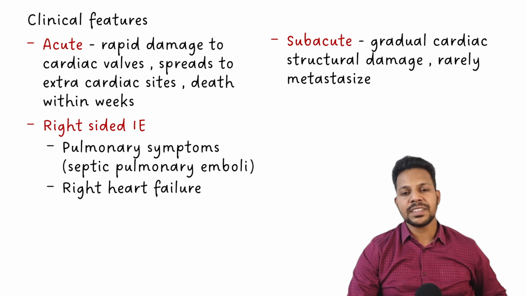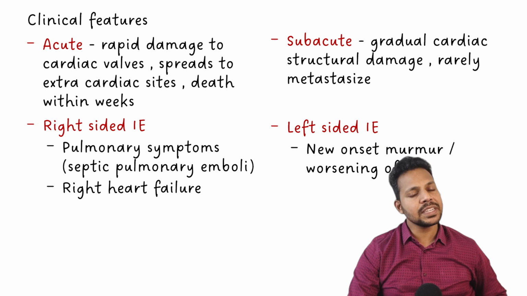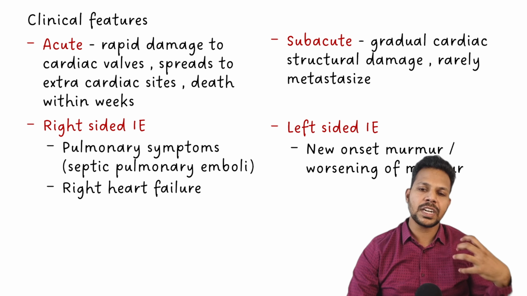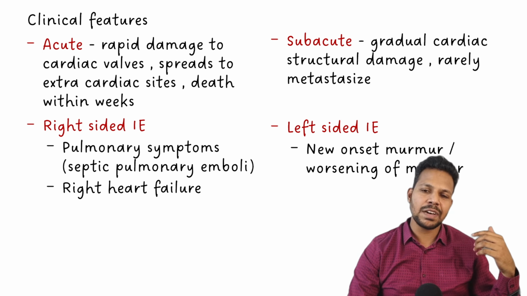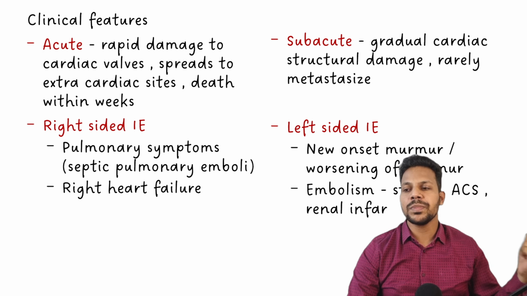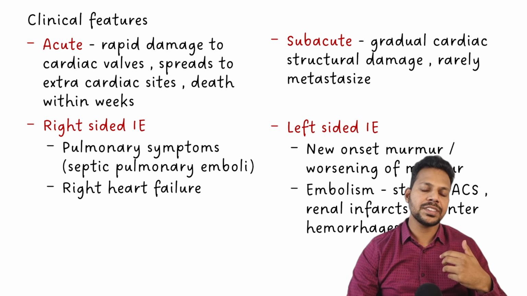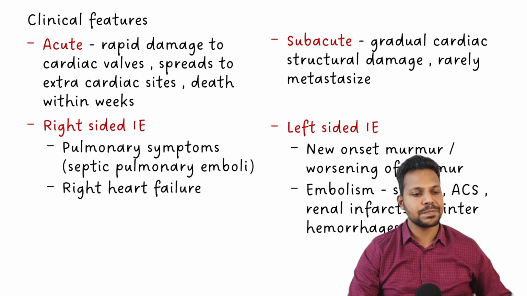So when the patient has left-sided infective endocarditis, new onset murmur or worsening of a pre-existing murmur can be seen. And dislodgement of the embolus from the left side of the heart will result in dissemination into the systemic circulation, and the patient can develop stroke or acute coronary syndrome, renal infarcts, splinter hemorrhages, and all these kinds of features.